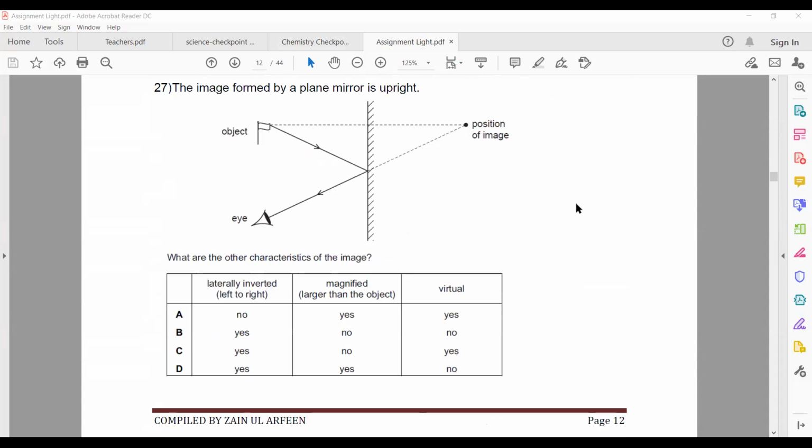27. The image formed by a plane mirror is upright. What are the other characteristics of the image? So it's laterally inverted, that's true. It's magnified, no. It's virtual, yes. So yes, no, yes. C is the right answer.